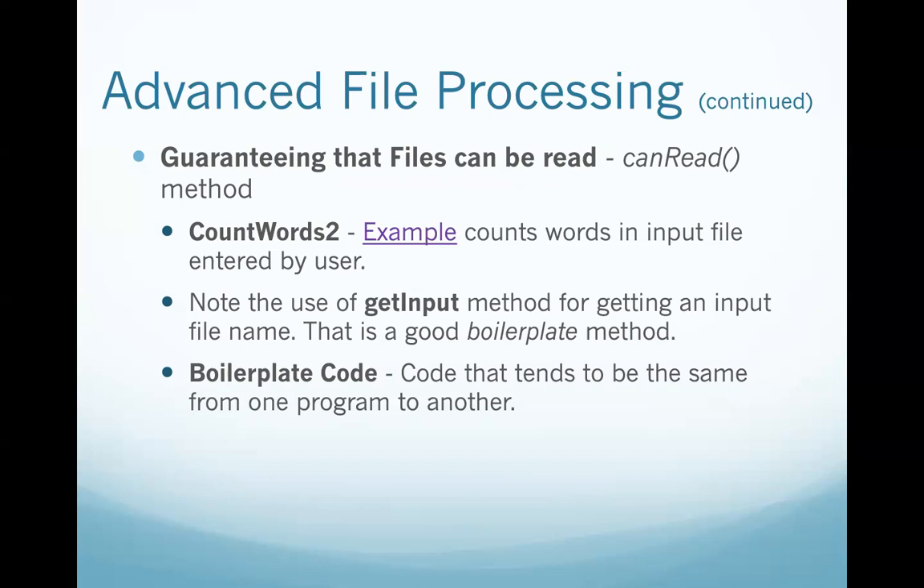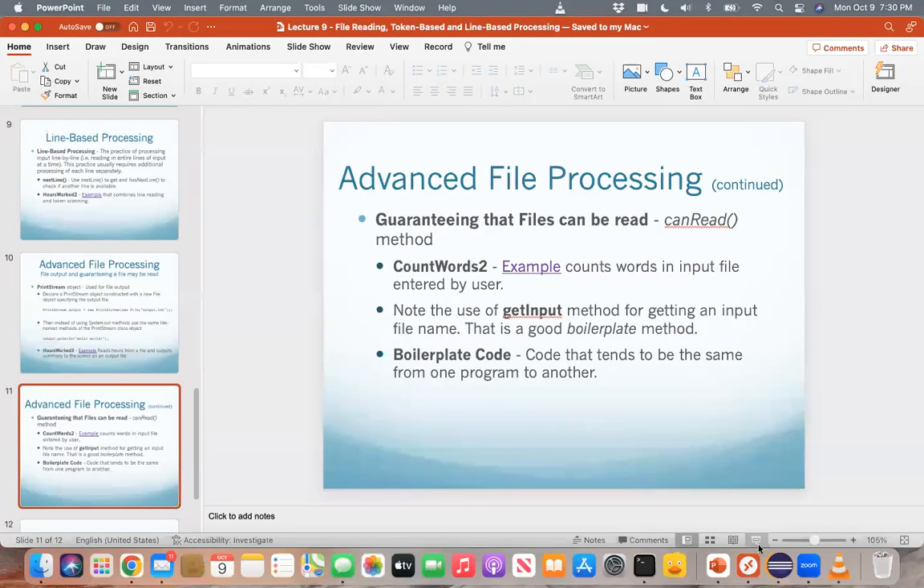And this is really good boilerplate code. There's a method called getInput for getting the name of the file. Again, it's good boilerplate. You could write that method once and use it in any program in the future where you need to ask the user the name of an input file and see if that file exists and can be read. Let's go through that example.